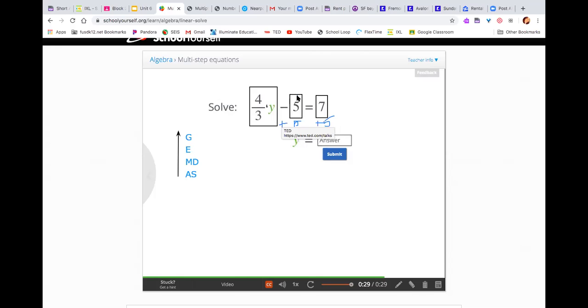Now this cancels out. So the way we solve this is a 3-step equation, right? Because we're minusing, then we're timesing and dividing. So we did 3 things. So I rewrite it. I have 4/3, put in my dot, times y equals 7 plus 5 is 12. Check the comments. 12. Cool.